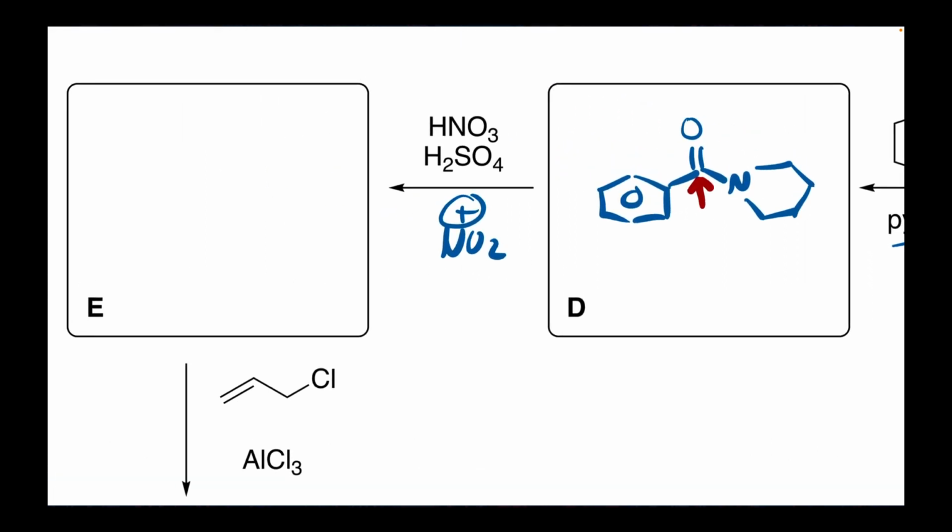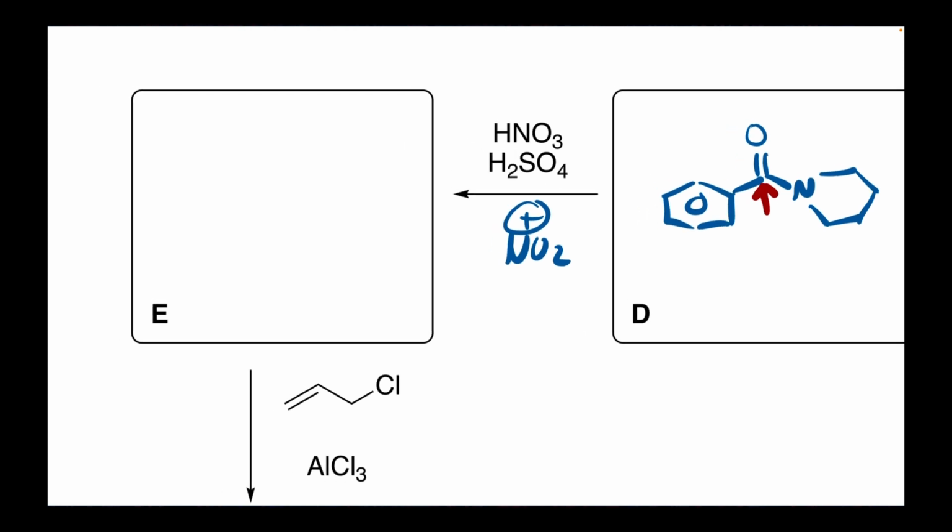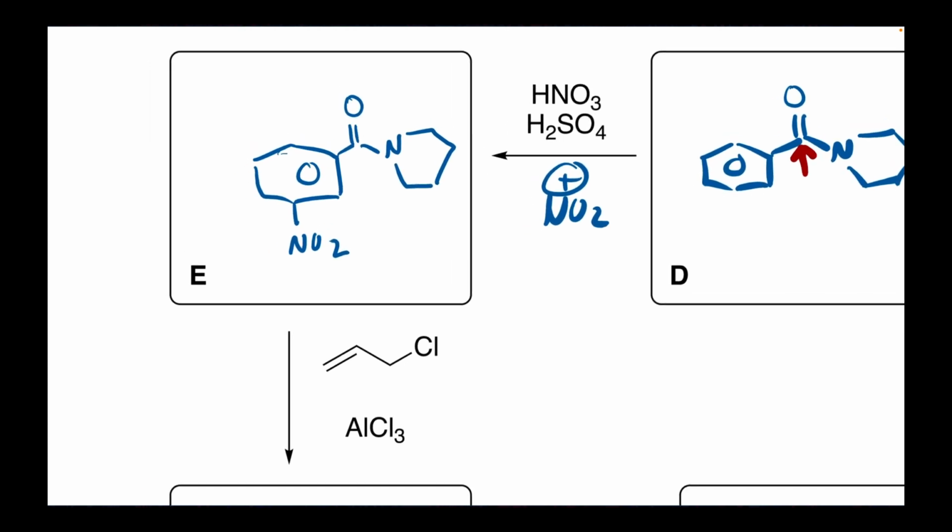And I'm just going to draw this on the bottom here. So this group is here, nothing happens with this. And we'll put the nitro group there, 3 carbons away from the CO double bond. Okay, now we're going to react that.